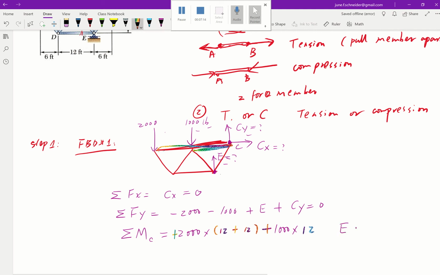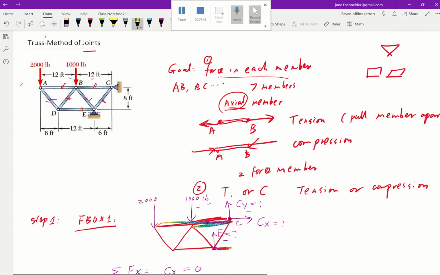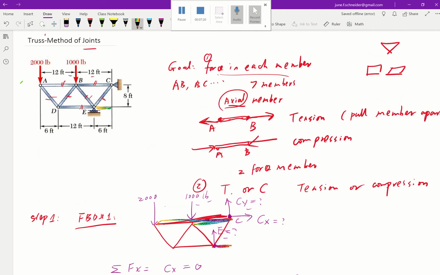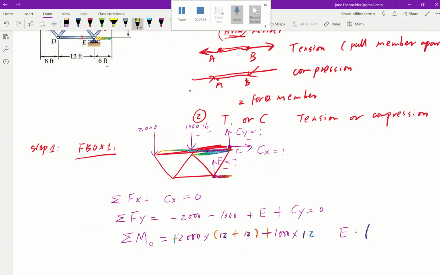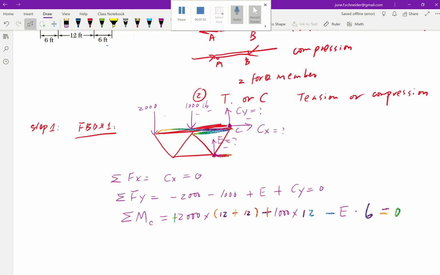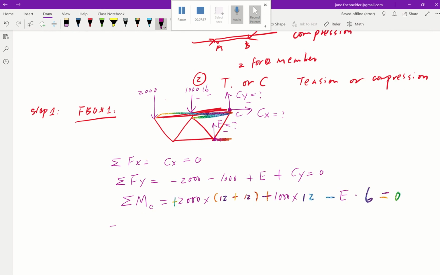Then we'll have our E. Then the moment arm for that will be this length right there. And what is that length correspondingly? So it's a 6 foot. And that is clockwise, so it's going to be minus. All that equal to 0. So knowing that, we can go ahead and solve our unknown. We can go ahead and find our E value.